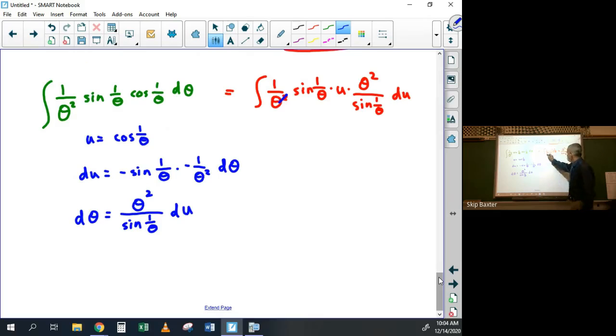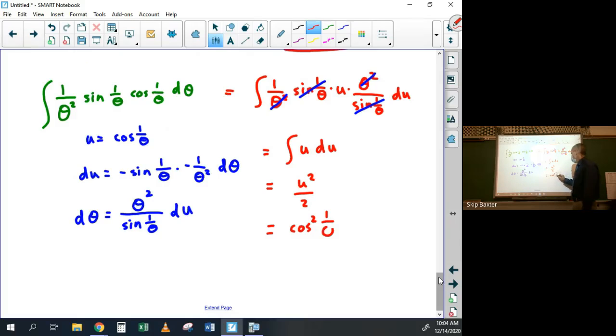So things cancel again, but this time there's no negative. So this ends up being the integral of u du, which is u squared over 2. So it's cosine squared 1 over theta over 2 plus c.